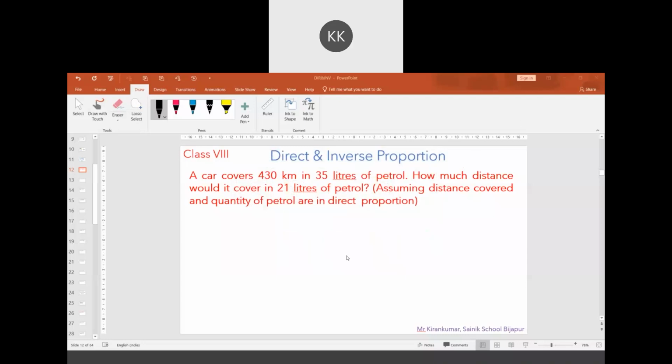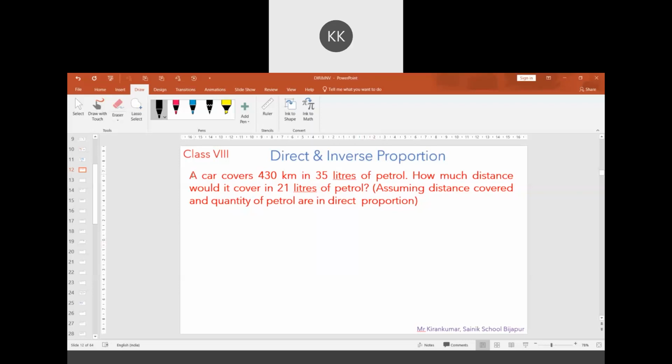How much distance would it cover in 21 liters of petrol, assuming the distance covered and the quantity of petrol are in direct proportion? This statement clearly indicates that it's in direct proportion. Does it? Yes, sir. How can you say that? Sir, more petrol will go more kilometers. Yes, if the quantity of petrol is more, the distance covered also will be more, isn't it?